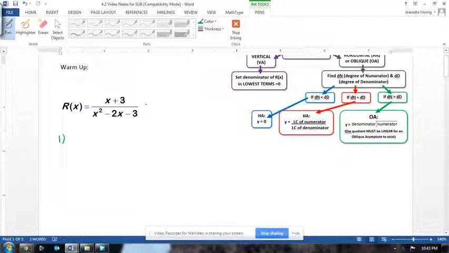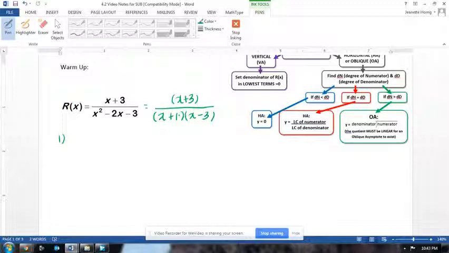For me to find my domain, I have to make sure everything is in factored form. So I'm going to factor the numerator, x plus 3, it's already factored. And then I will factor the denominator. However you like to factor, I usually guess and check when I factor. So let's see, I need an x, I need an x. Looks like a minus 3 and a plus 1. There you go. So this is my factored version of my equation.